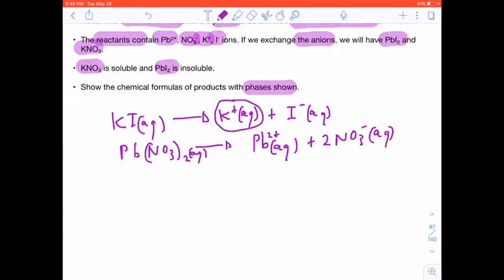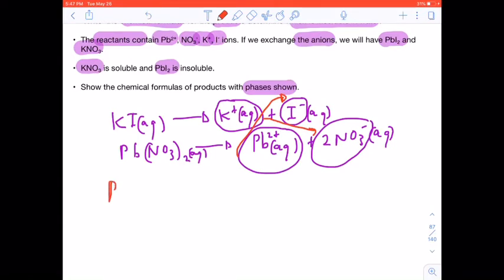of K plus is I negative, and the partner of lead is nitrate. Isn't it so? Right, but what happens here? We find that the cations change their partners. So when the cation changes its partner, it takes the partner of lead, and lead takes the partner of potassium ion. So if we look at here, what's our products?